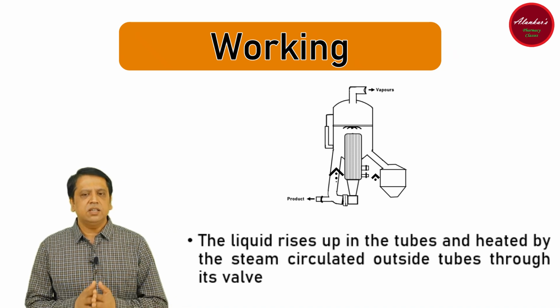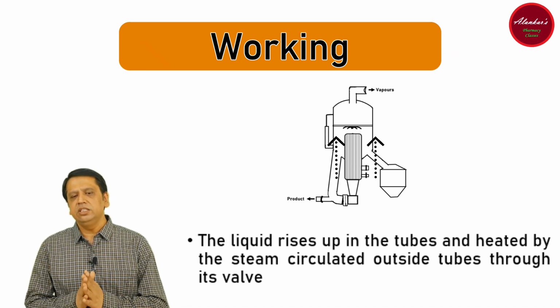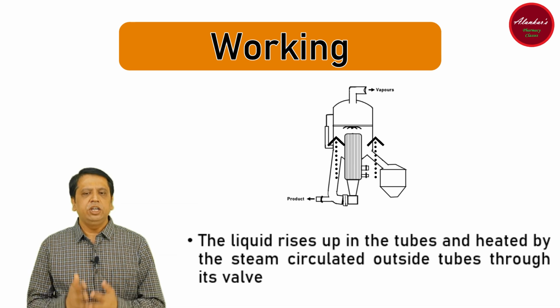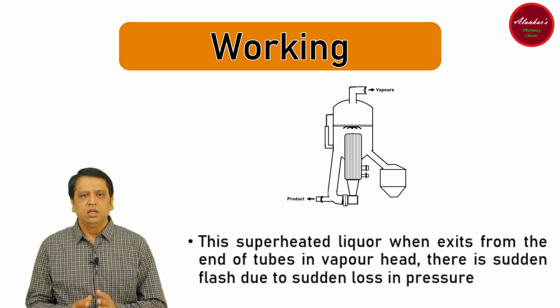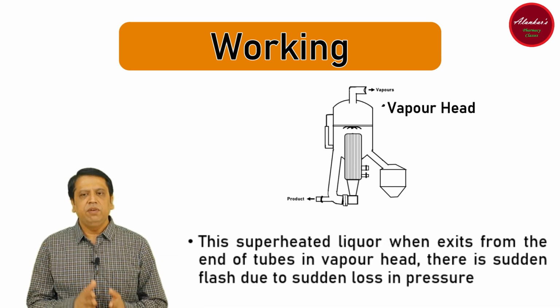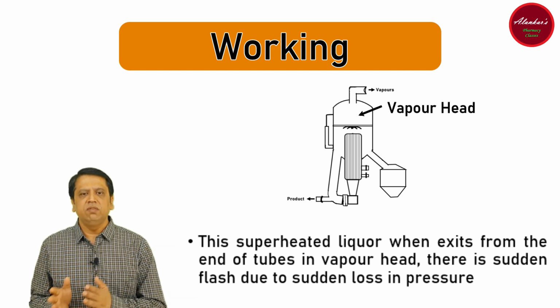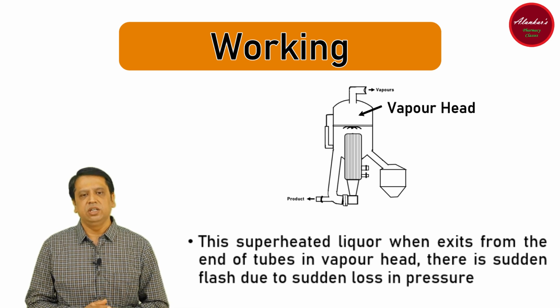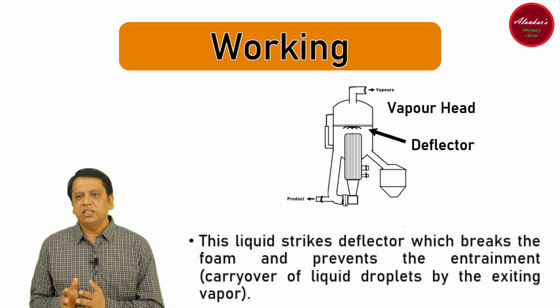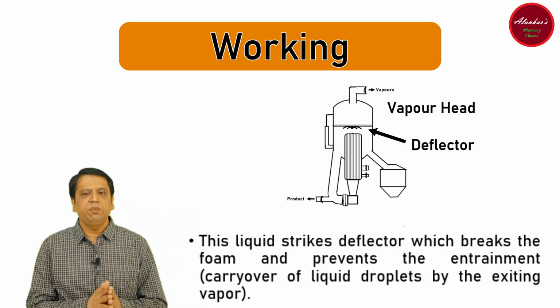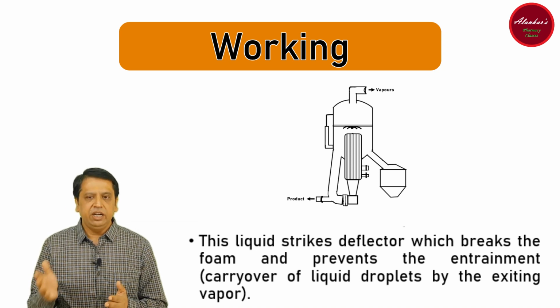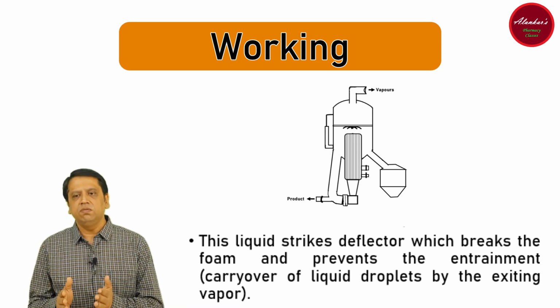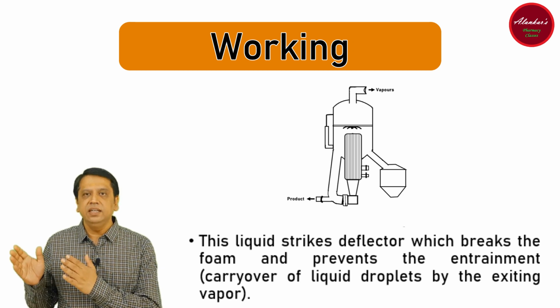The liquid rises up in the tubes and is heated by the steam circulated outside tubes through its valve. This superheated liquor, when it exits from the end of tubes in vapor head, there is a sudden flash due to sudden loss in the pressure. This liquid strikes deflector which breaks the foam and prevents the entrainment. And entrainment is basically a carryover of the liquid droplets by exiting vapor.